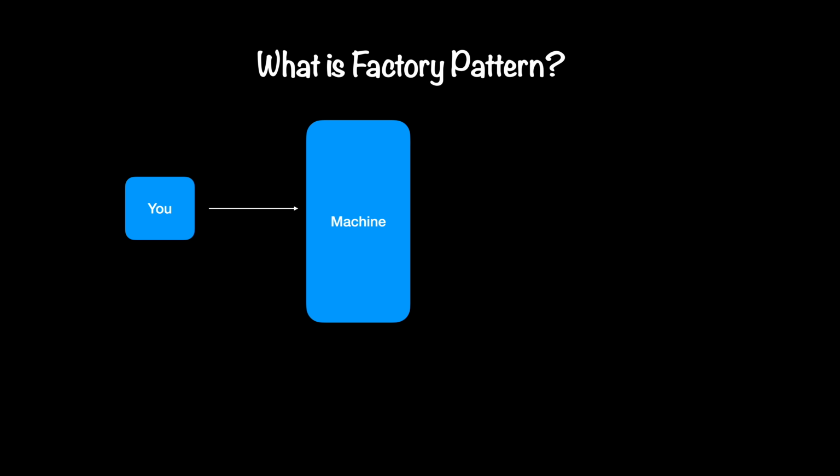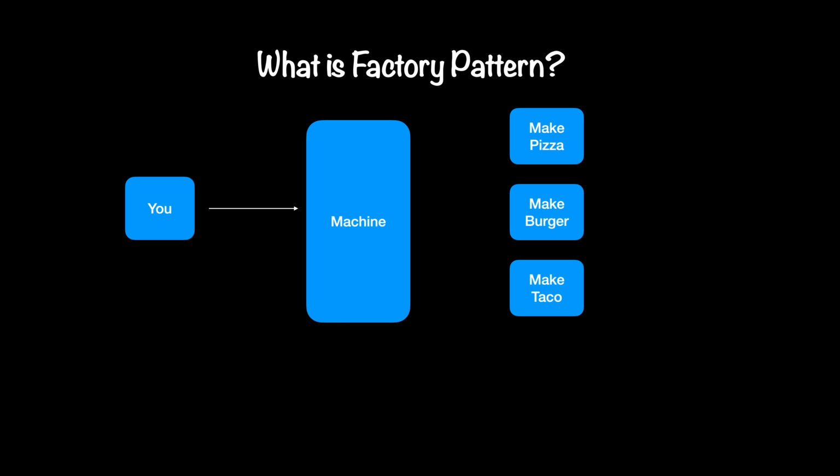What is factory pattern? Let me give you a general example. Imagine you felt hungry when you are in your home. Then what will you do? You'll go into the kitchen and prepare some food for yourself. In that case, think of there is a machine in your home which knows how to prepare all types of dishes. You just interact with this machine to get the food.